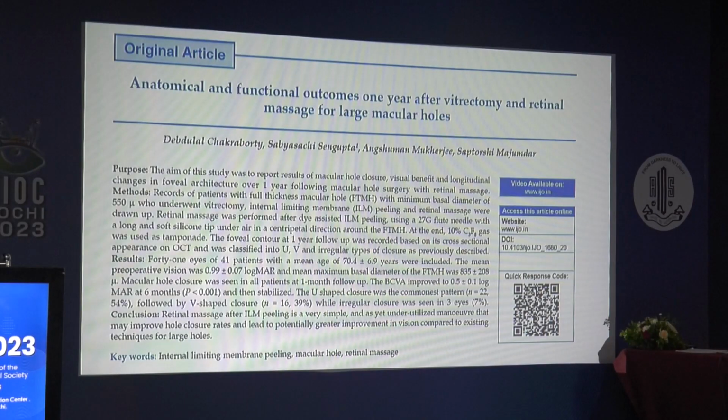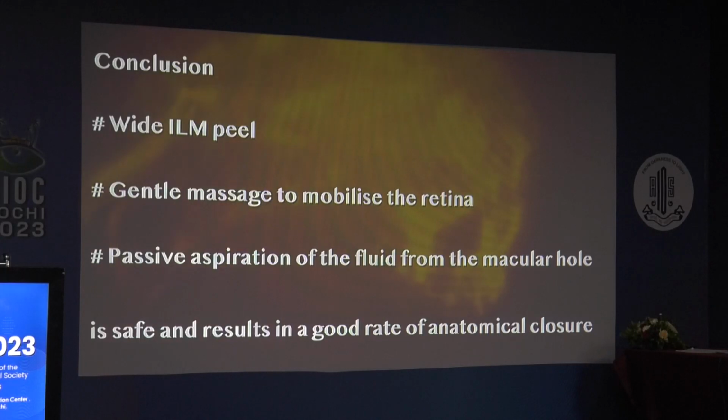In our series of 41 consecutive cases of large macular holes, we adopted this simple and reproducible technique of drainage and massage for mobilization of the retina, leading to good results. To conclude, a wide initial ILM peel and gentle massage and mobilization of the retina utilizing the 27 gauge soft-tipped cannula followed by macular hole fluid aspiration facilitates bringing closer the edges of the hole, thereby ensuring proper closure of large macular holes.